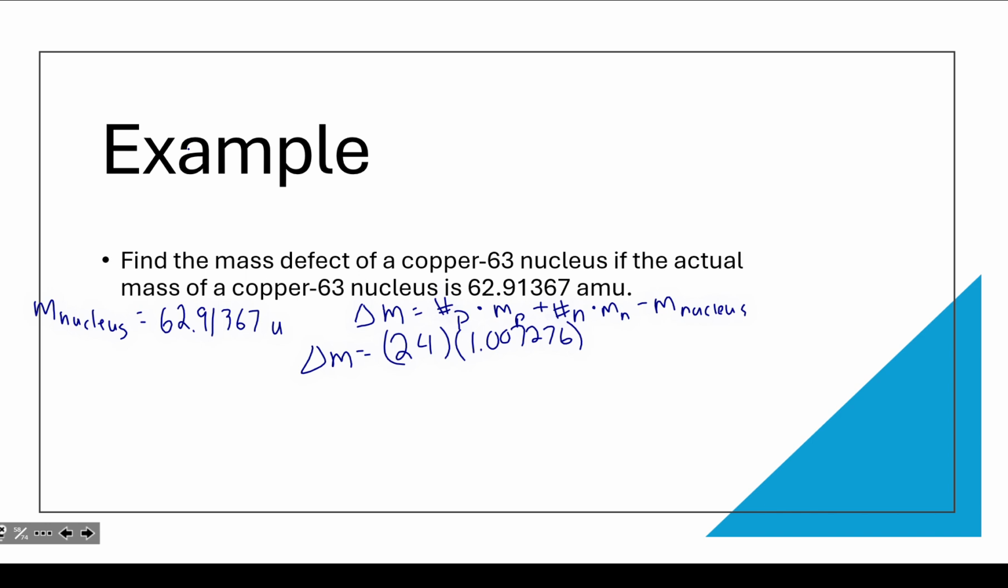I'm going to do the same thing for the neutrons. I don't know exactly how many neutrons I have, but I have 63 total nucleons, and 24 of those are protons. So I can just set it like that. And here's the mass of my neutron. And then I subtract the mass of my nucleus. Wonderful. And I should get 0.598889 atomic mass units.